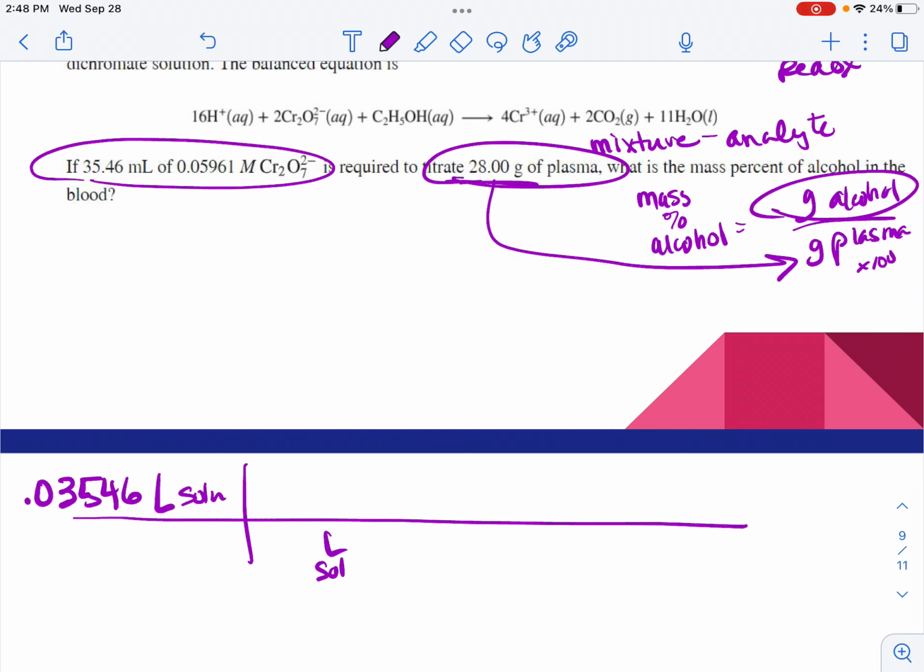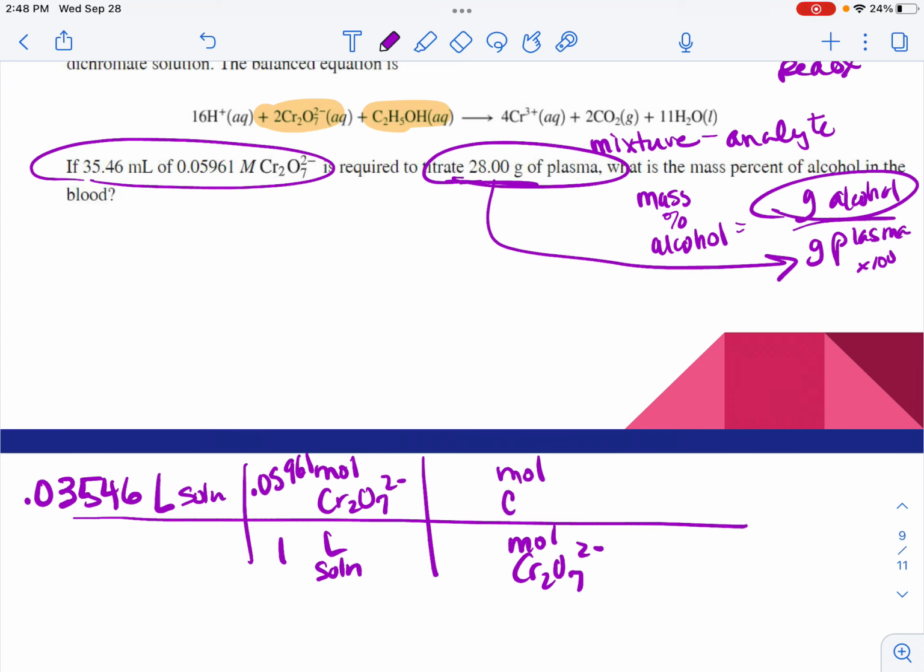And so I'm going to go from liters of solution to moles of dichromate, and they actually react it like this in the lab. The molarity is 0.05961 mole per liter. And now I need to know alcohol. So I look at my equation and I see the alcohol here and the dichromate here. So I'm going to put moles of the dichromate ion, which is actually in my equation, there, and moles of the alcohol, C2H5OH, ethyl alcohol, there. From my equation, this is 1 mole of alcohol for 2 moles of dichromate.